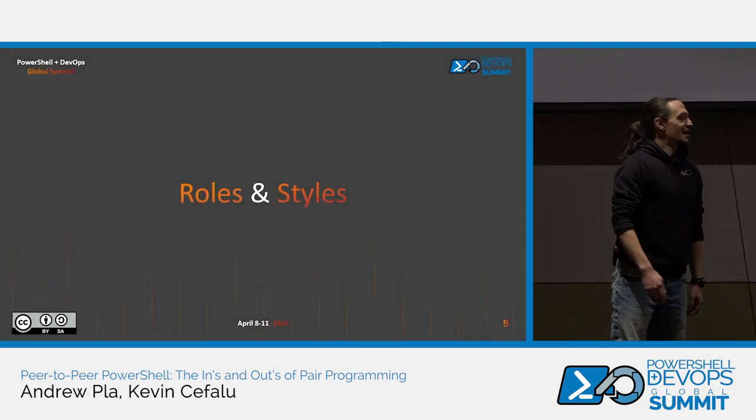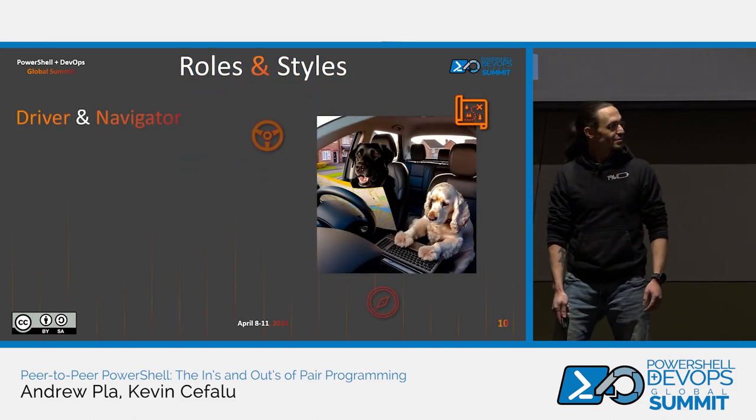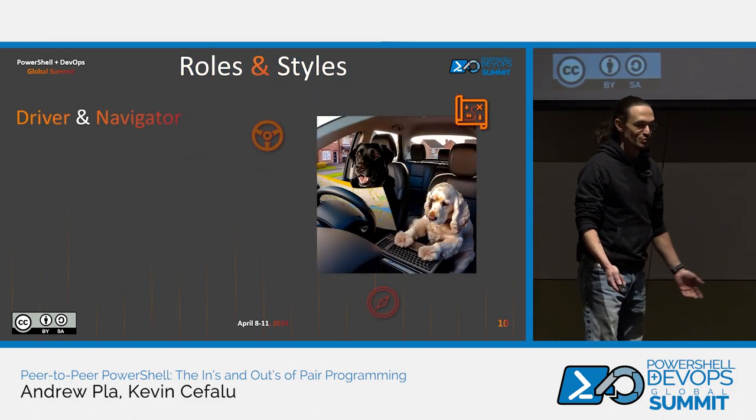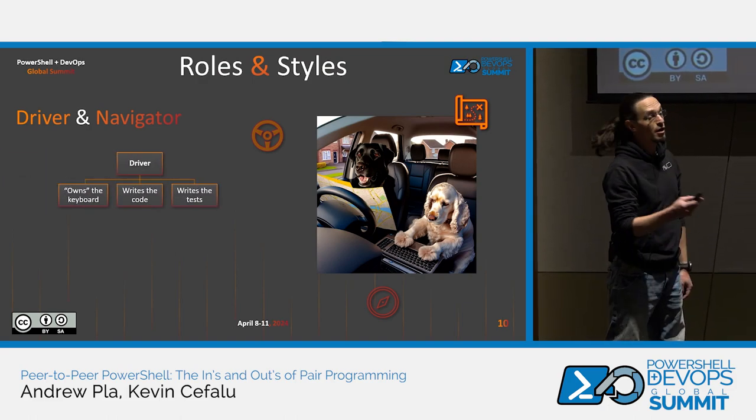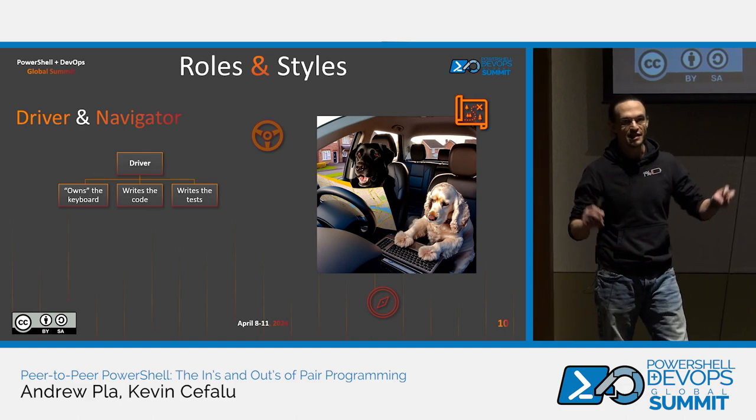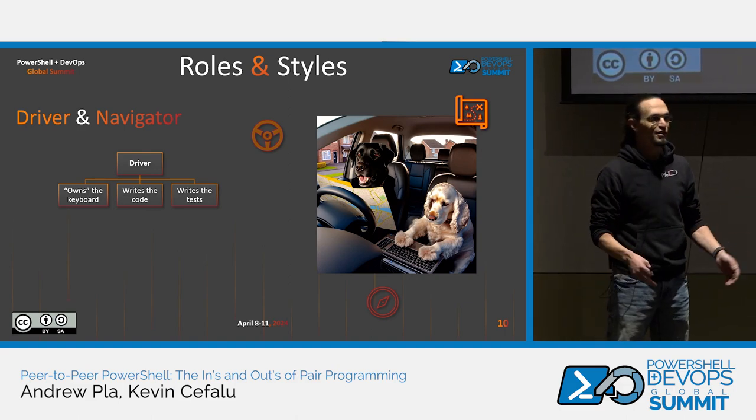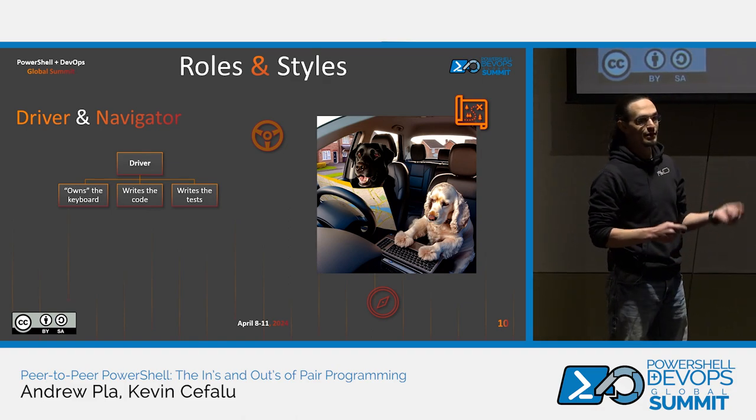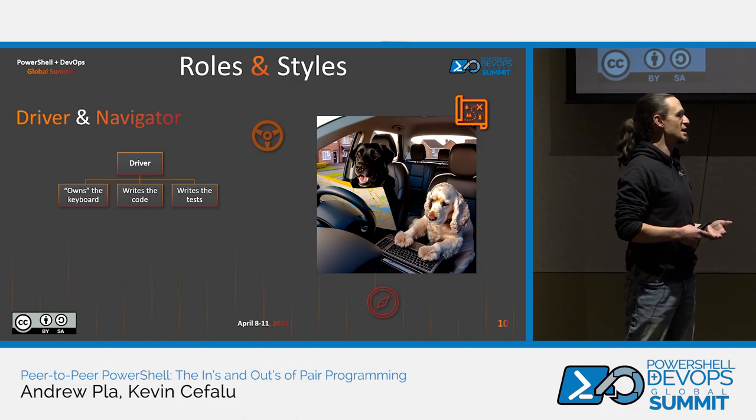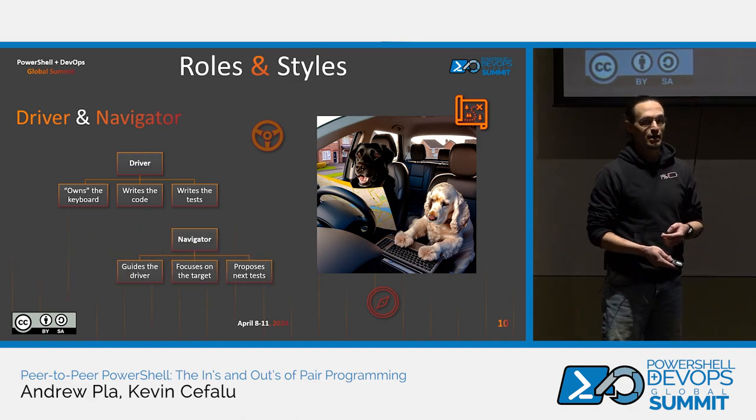Ooh, roles and styles. So first one, driver navigator. We've already kind of spoken about that one. You're gonna start off with the driver. This is the person that owns the keyboard, right? The person that's in VS Code, typing away, working on the PowerShell script. They're writing the code, they're writing the tests, followed up with the navigator.